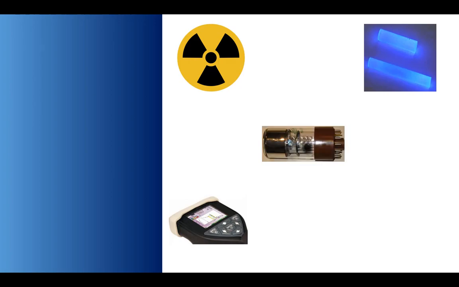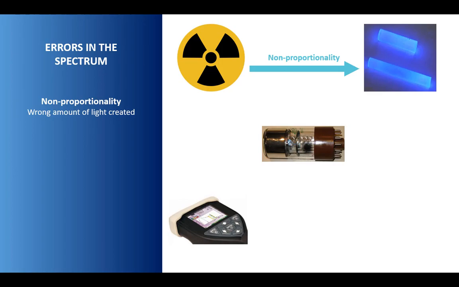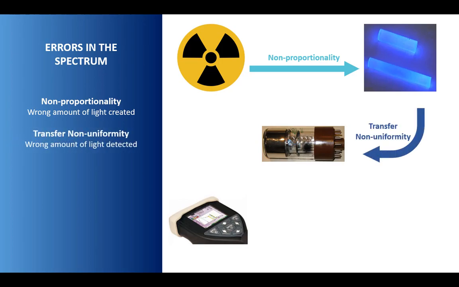What are the errors in the spectrum that make it inaccurate? Well, they occur throughout the detection process. When the scintillator interacts with radiation, it can create the wrong amount of light. This is called non-proportionality. Then the photodetector can detect the wrong amount of light from the scintillator. This is called transfer non-uniformity. And then the photodetector can send the wrong amount of electrical signal to the display. This is called noise. All of these lead to a photoelectric spectrum that is inaccurate.